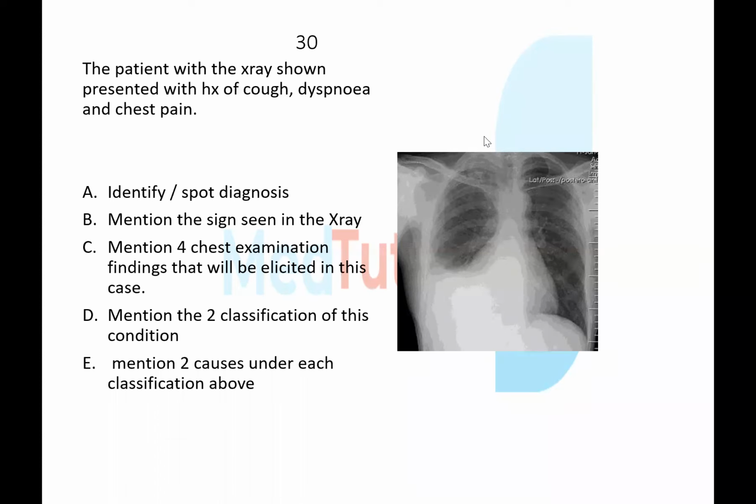So exudative, mention 2 causes. Exudative could be pneumonia, or tuberculosis. Exactly. Also note that pulmonary embolism can actually present with exudative pleural effusion. Okay, how about transudative?